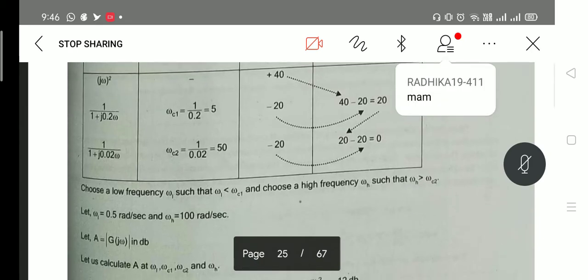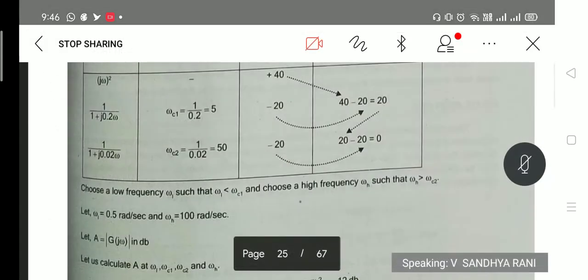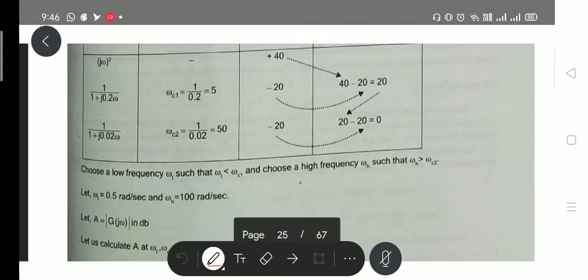Here omega C1 value is 5. Omega C2 value is 50, right? First you have to find the magnitude. We can find the lower frequency and higher frequency. How to find the lower frequency and higher frequency?